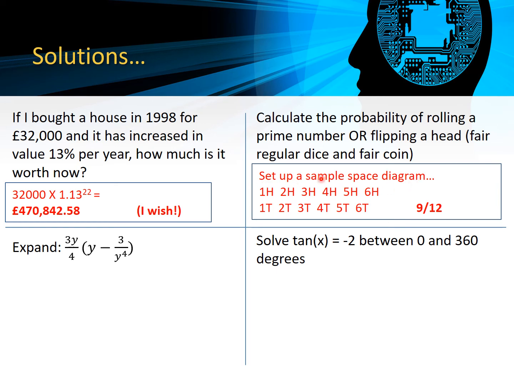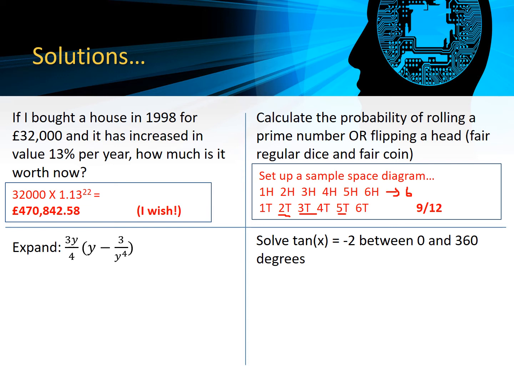I like to do a sample space diagram for these, so I've set up all the things that could happen: 1 and a head, a 2 and a head, and so on. Then I'm going to count the things that I'm interested in. Anything with a head, I've got 6 of them here. That's 6, and then any of the others that are prime: 2's prime, 3's prime, 5's prime, so 6, 7, 8, 9 out of 12. That's how we're going to do that one.